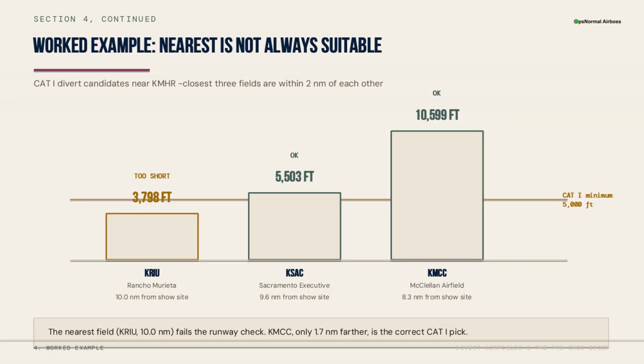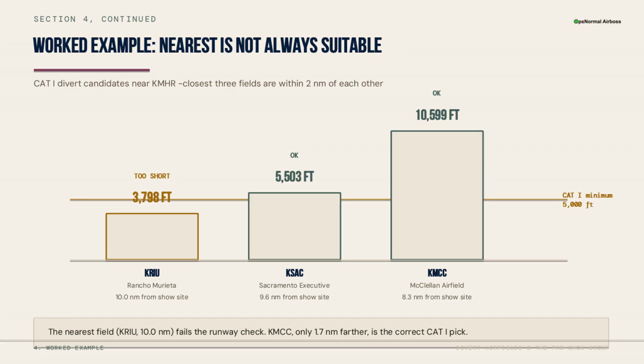Here's why that runway length check matters in practice, using real numbers from around Mather Airport. 3 fields sit within about 2 nautical miles of each other: Rancho Murrieta, Sacramento Executive, and McClellan Airfield. If you picked purely by distance, Rancho Murrieta wins at 10 nautical miles out.